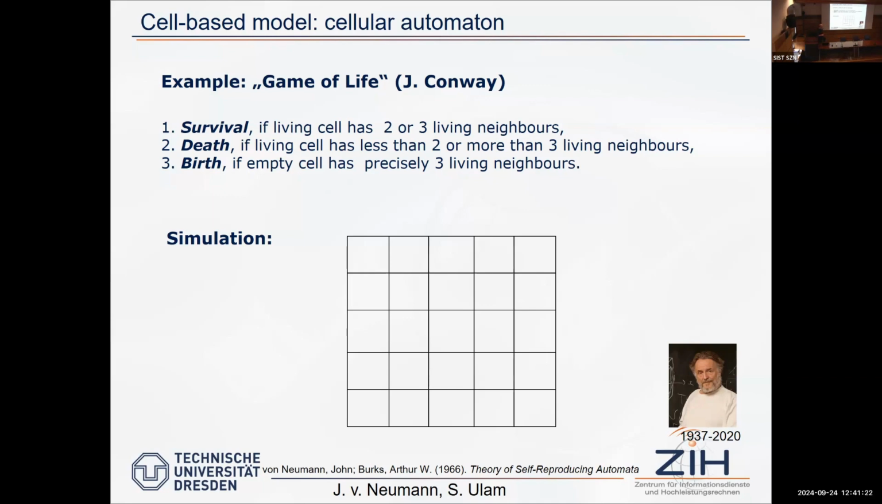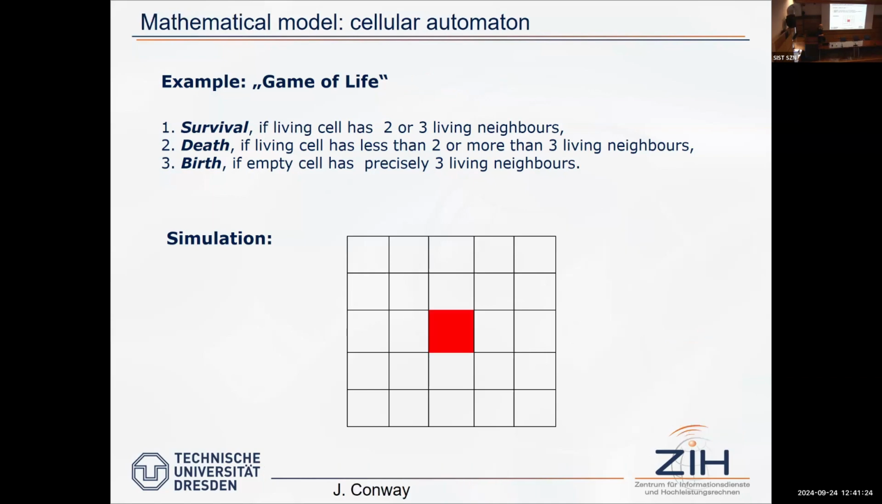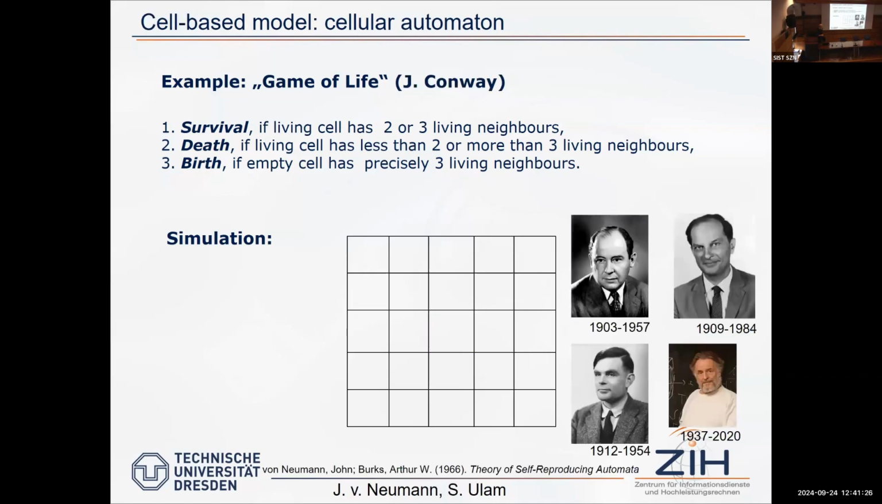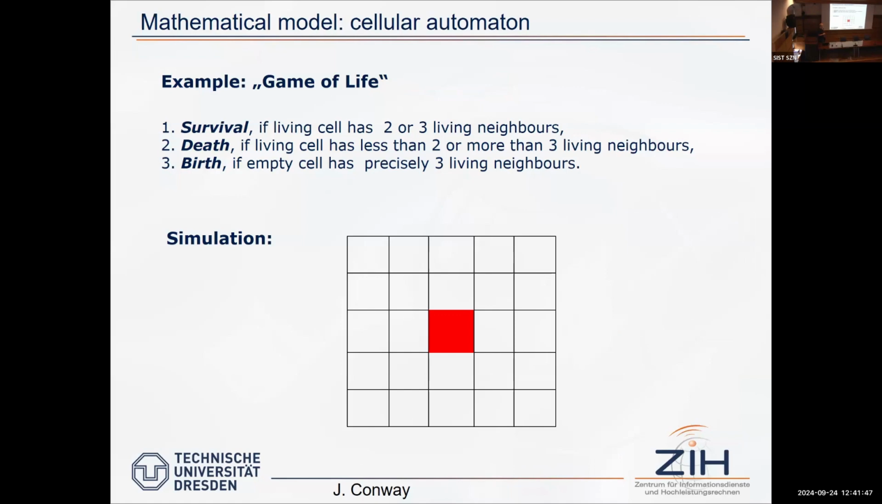We have living cells or dead cells. A living cell can survive, can die, or can give birth to another cell, depending just on the number of living neighbors in this 9-cell neighborhood. That's all. And this simple game is actually computational universal.